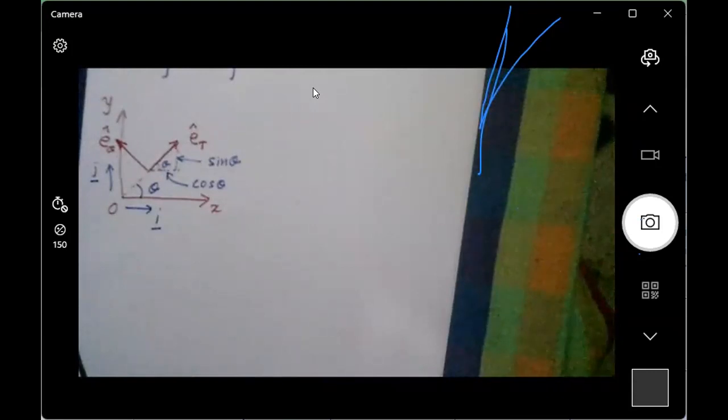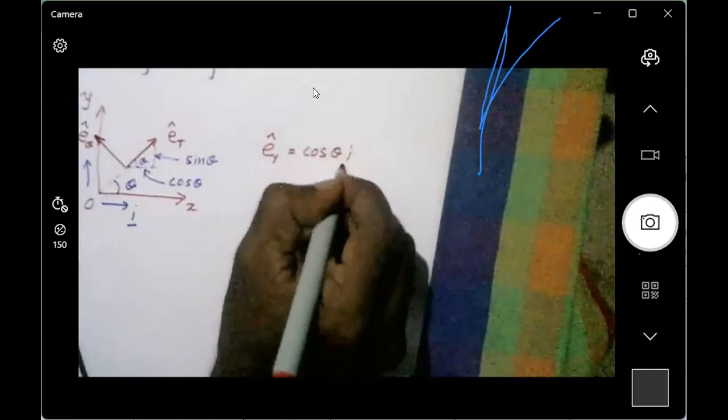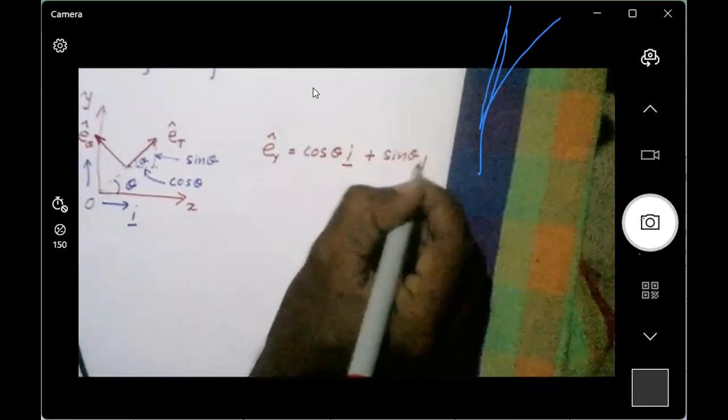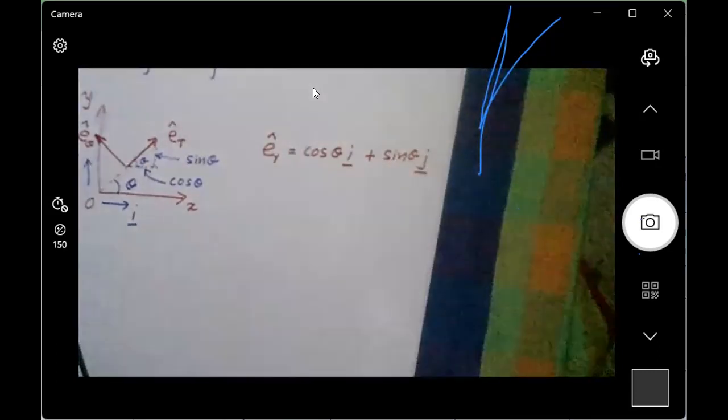So if you use this, we can write this e r unit vector using i and j. So this is really cos theta i plus sin theta j. In the same way, can you define the e theta vector using theta, i and j?